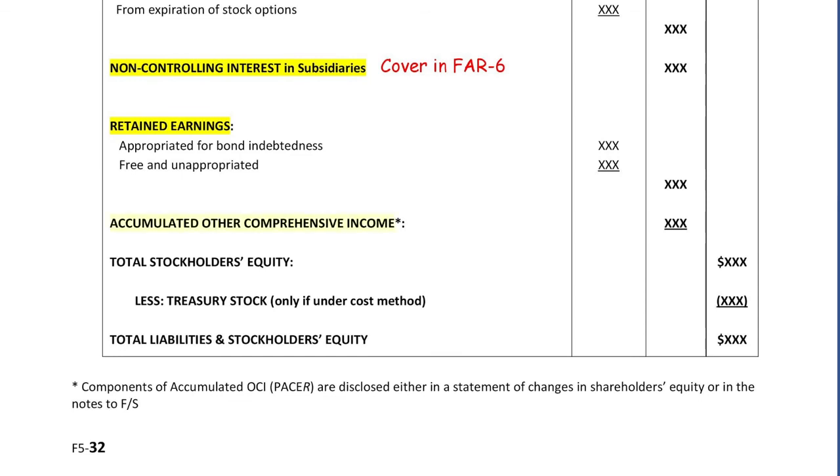Next we have accumulated other comprehensive income. So that's the cumulative number for the other comprehensive income number that we have every year on the comprehensive income statement. This gets us to total stockholders' equity. Now if you have treasury stock accounted for under the cost method, that's a subtract. So less treasury stock only if under cost method, because in that case the treasury stock number becomes contra stockholders' equity.